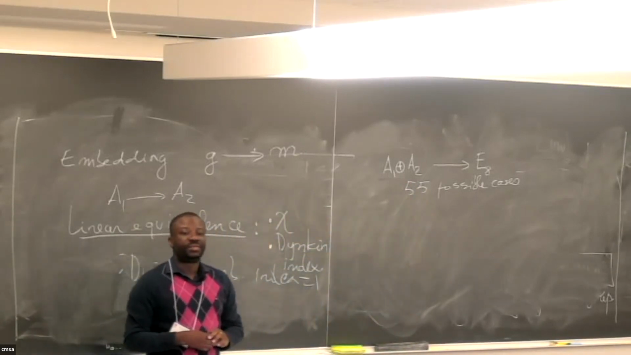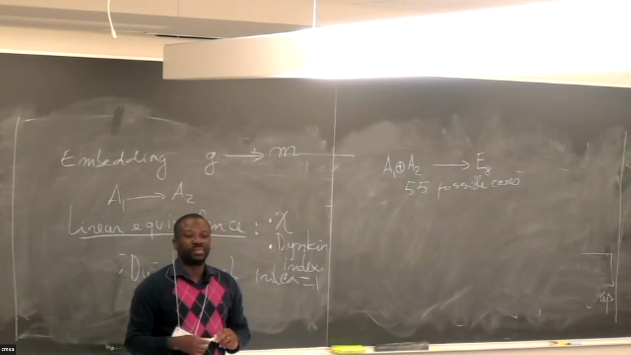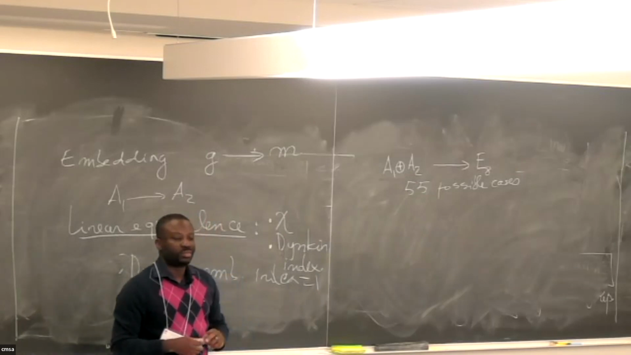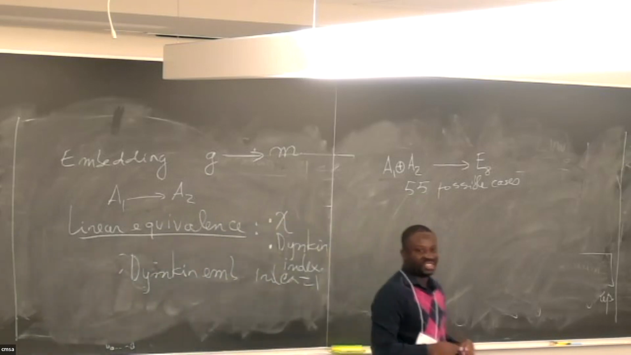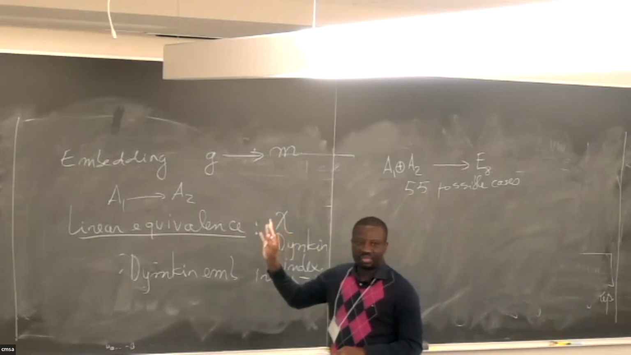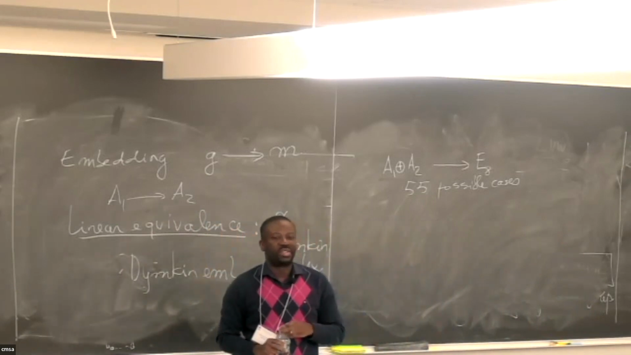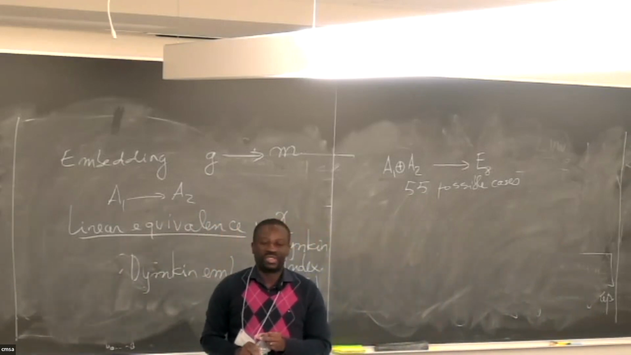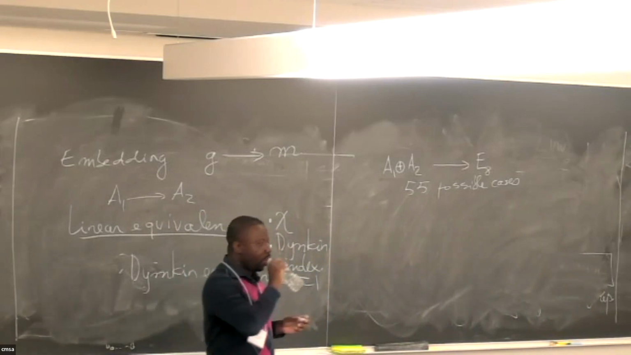So, do those two embeddings with Dynkin index 1 always exist? Yes, they do. They always exist, but not necessarily for all algebras. But for those that we study in string theory, every single one always exists.